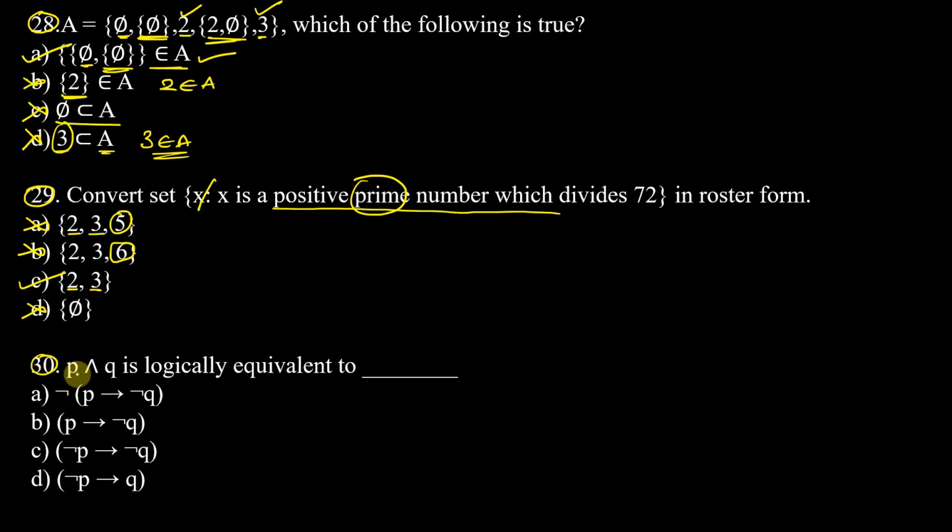Question 30. P and Q is logically equivalent to. So here options are given. We have to simplify the options and see which is correct. First option: negation of (P implies negation Q) can be written as negation of (negation P or negation Q). If you apply the negation inside using De Morgan's law, negation of negation P becomes P, and negation of negation Q becomes Q, meaning this statement is equivalent to P and Q. So the answer for this question is option A.